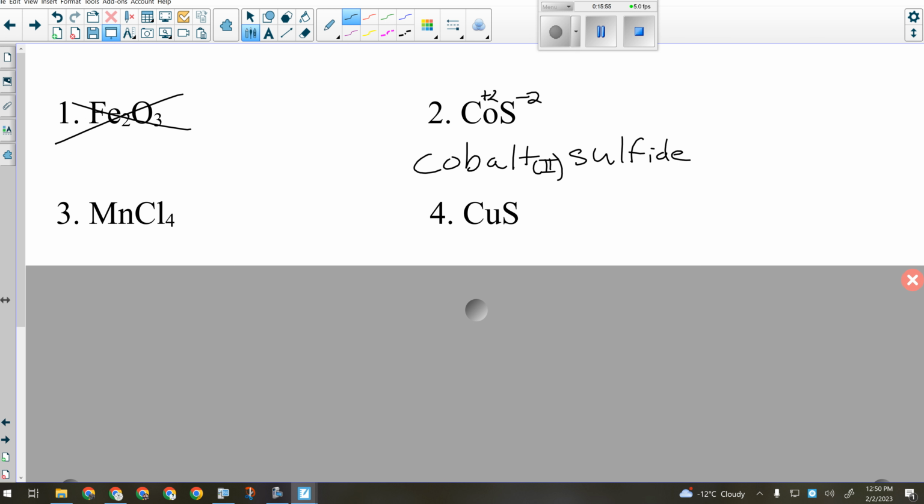How many people have done the third one? All right, I'll give you a couple more minutes to do 3 and 4, and then we'll have a look at those.